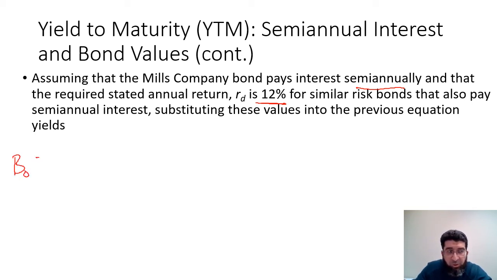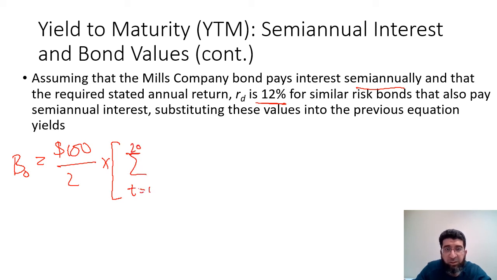So it will be B naught equals $100 divided by 2. So now we divided the interest payment by 2, and we will multiply by T equal to 1 to 20. So it's 10 years, now we have 10 multiplied by 2. So basically N multiplied by 2 is 20 time periods, 20 semi-annual time periods. So it's now semi-annual.